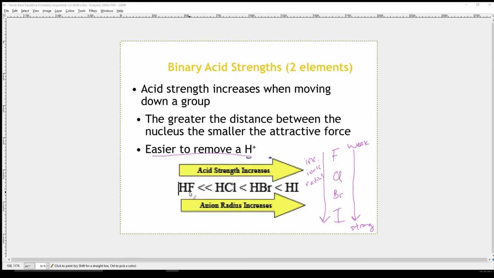So here, HF, we know that fluorine is extremely, extremely small. So those protons are really close to that hydrogen, and it's holding on to that hydrogen. It does not want to lose it, and so it is harder to pull off that hydrogen, making it weak. And this one is strong. So when we're dealing with just two elements, you're going to look at the radius.